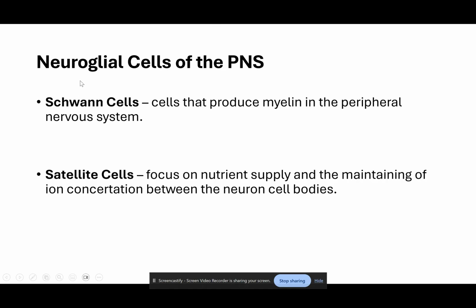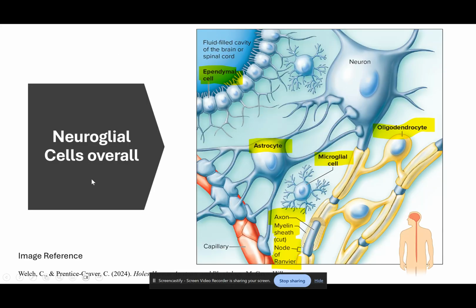However, there are specialized glial cells in the peripheral nervous system. In contrast, the Schwann cells have the ability to produce myelin in the peripheral nervous system. So Schwann cells are in the peripheral nervous system. Satellite cells focus on the nutrient supply and the maintaining of ion concentration between neural cell bodies. So keeping them healthy and keeping them able to conduct their impulses.